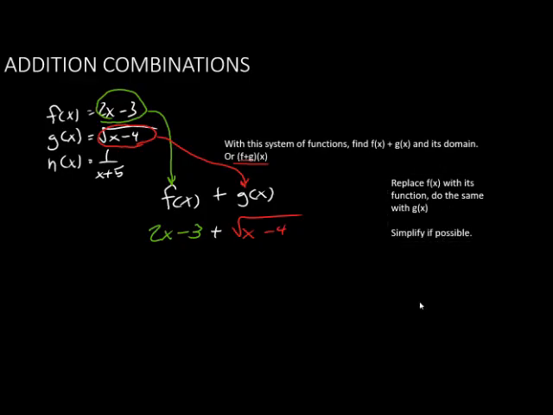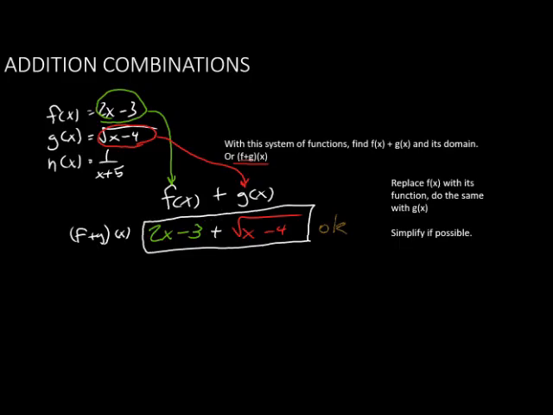However, since one part of our combination is inside of a square root and the other part is outside of the square root, we cannot combine these functions together by adding. We'll simply have to leave this as is. This function does not require any simplification. Therefore, the answer to the first part of the question, what is (f plus g)(x), we've already really written the answer. It's just 2x minus 3 plus square root of x minus 4.